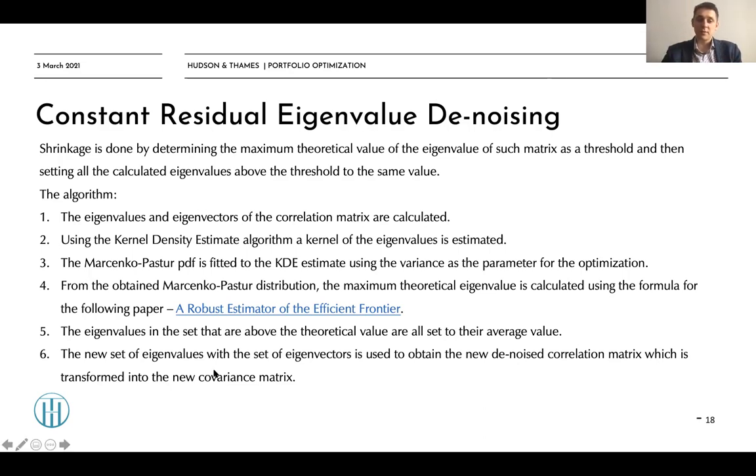So the new set of eigenvalues with a set of eigenvectors is used to obtain the new denoised correlation matrix, which is transformed into a covariance matrix. There is a quite well-known formula for transforming a correlation matrix into a covariance matrix and vice versa.